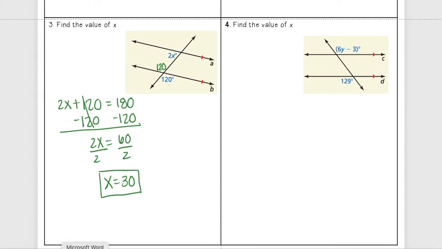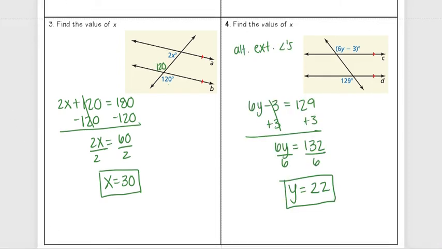Okay, go ahead and try that last one on your own. So for that last one, you should have gotten that y is equal to 22. So here I see that 129 and 6y minus 3, those are alternate exterior angles. They're on the outside of those two lines and on opposite sides of this transversal right here. And so since I know those are congruent, I just set them equal to each other, and then I solve for y.